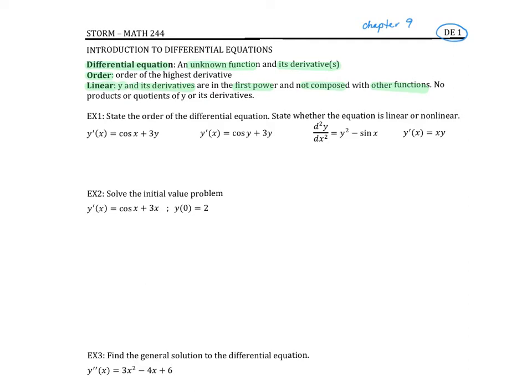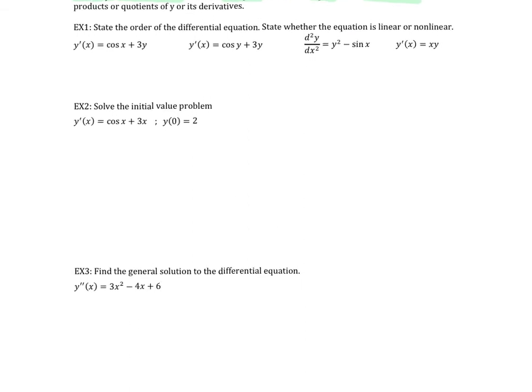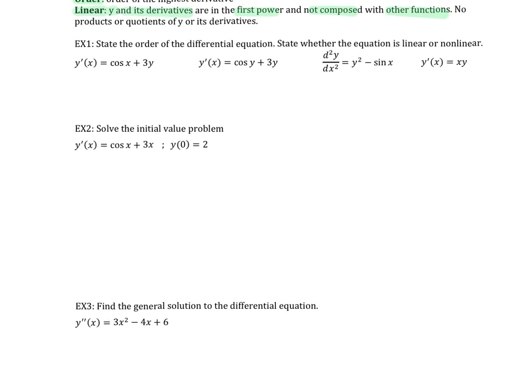In example 1, it says to state the order of the differential equation and state whether the equation is linear or nonlinear. So y prime of x is equal to cosine of x plus 3y. Notice that I have a first derivative, and that is the derivative of highest order. There's no second derivative or third derivative. So since we have this first derivative, it's a first order differential equation.